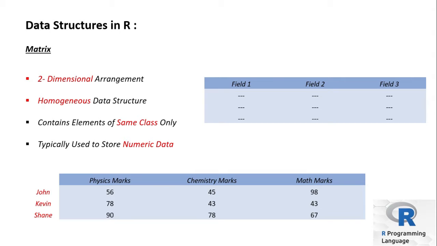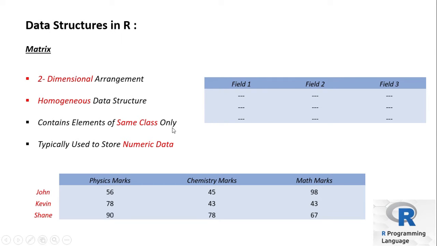So matrix is a two-dimensional arrangement. It's a homogeneous data structure. Here on the right side I have shown a way in which a matrix can be seen. So we have different fields. Here I've just taken three fields, so we can have three different fields, and it's a 3 by 3 matrix is what we see here.